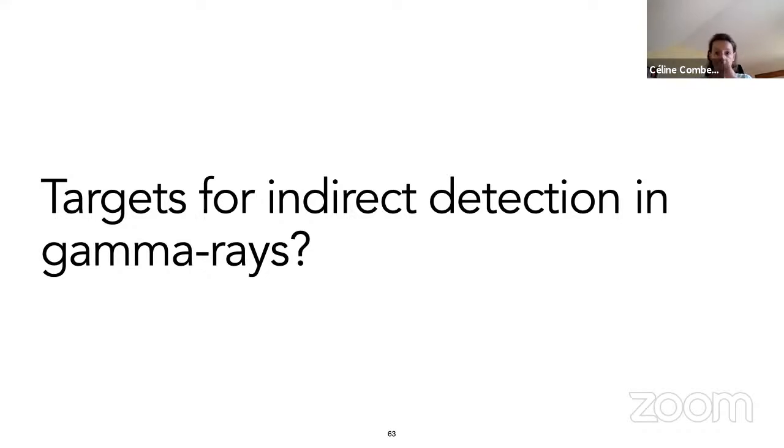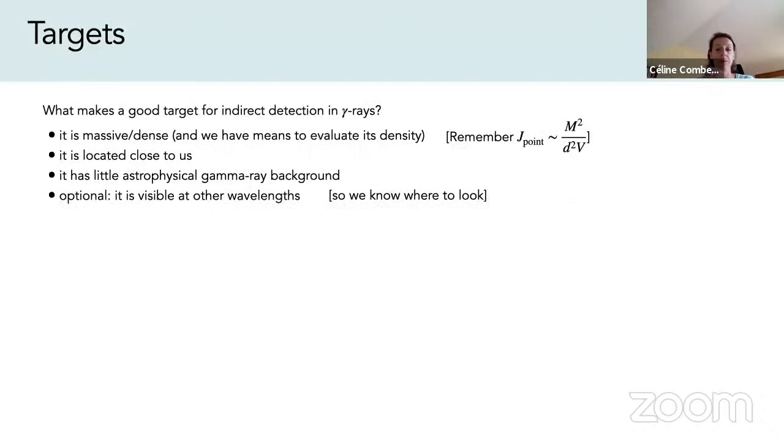this is something you might have heard already from lectures or previous presenters in terms of where we look, but let's go again briefly over what makes a good target. So roughly, it needs to be massive and dense, and I'm going to add to this because we do need robust estimation of the density. The more robust the estimation you can do of the density, the better it is. If it can be located close to us, because of the D squared quantity here, it's all the better.